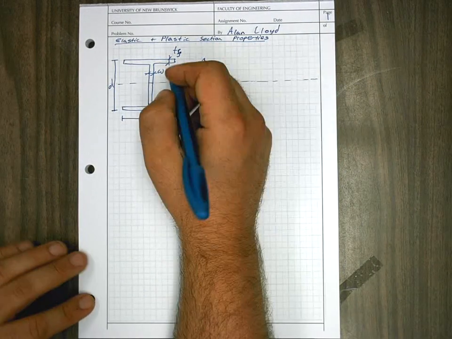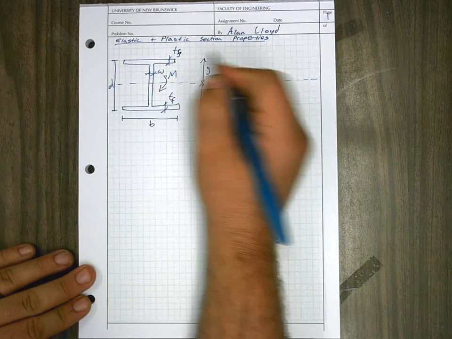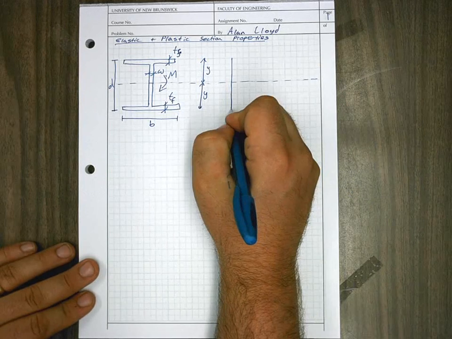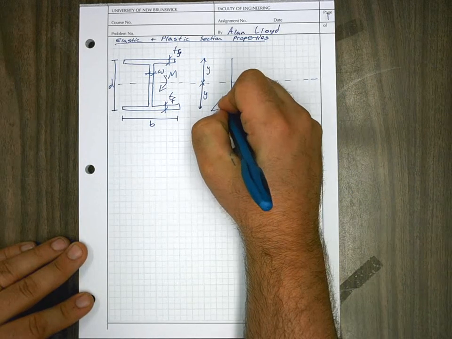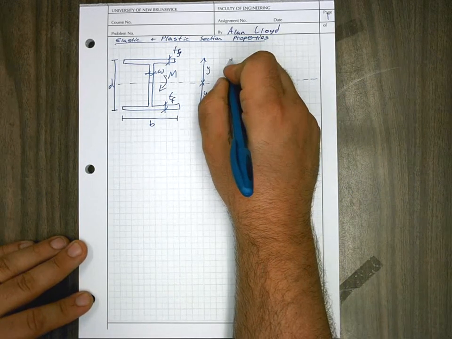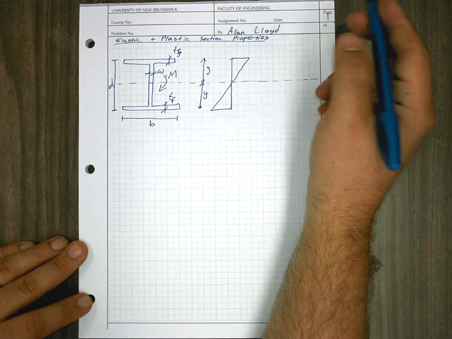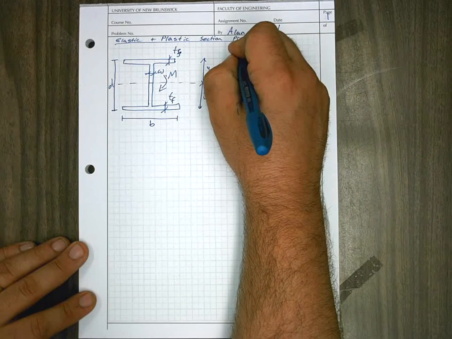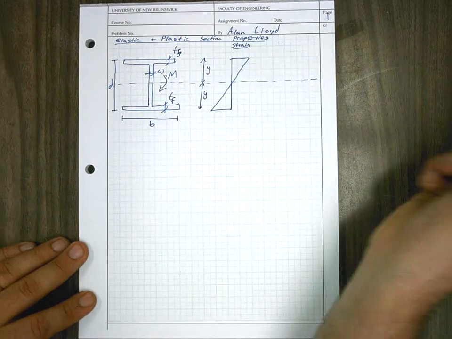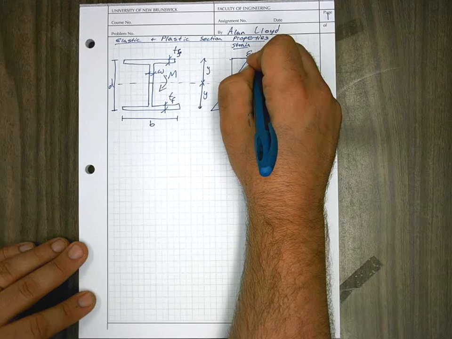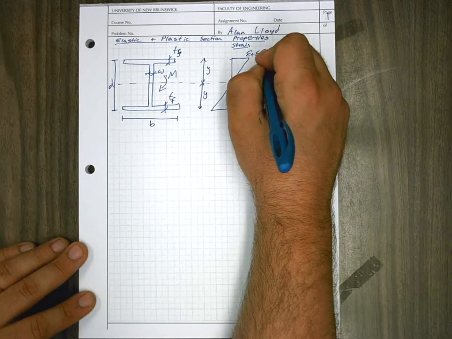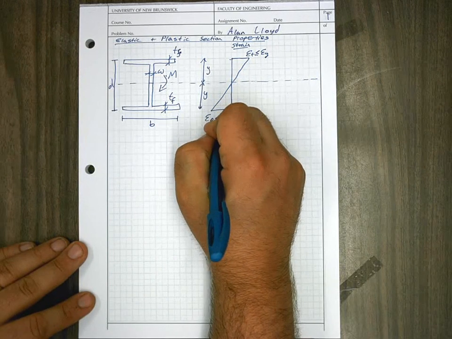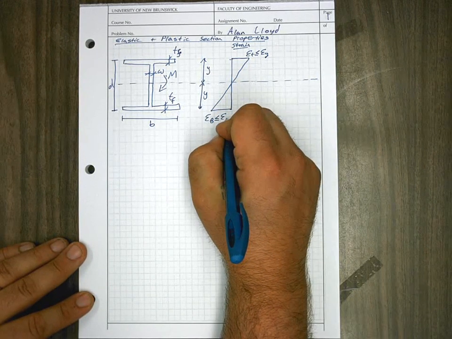Now, if we were to apply a moment to this section, we'd end up with a strain, and using the assumption that plane strains remain plane, which is a very valid assumption, especially for flexural bending or for beam bending like this, we end up with a strain distribution that has a strain at the top, which is less than or equal to yield strain if we can remain elastic, and the strain at the bottom, which is also less than or equal to yield strain.